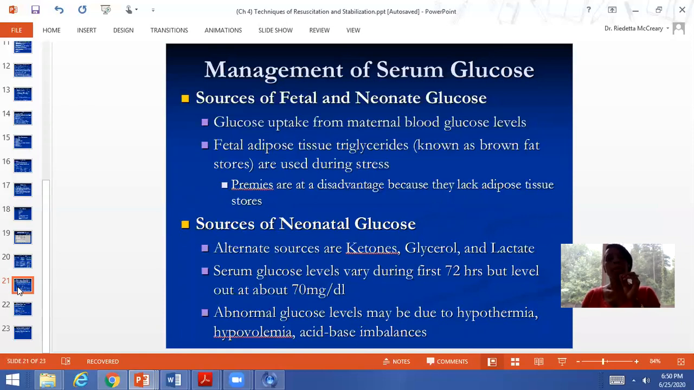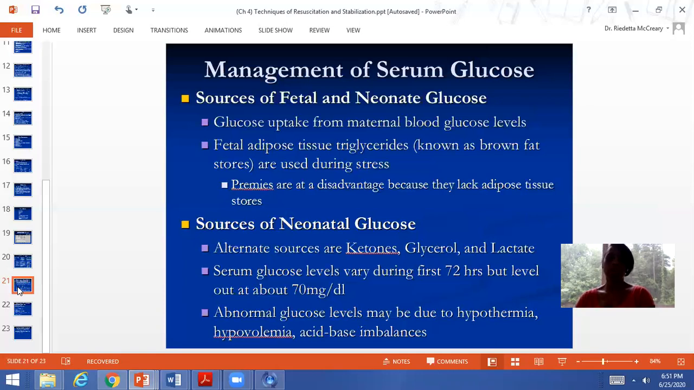But as the baby develops, they start to store their sugars as brown fat. So fetal adipose tissue triglycerides, which we call brown fat stores, are used during stress. So preemies are at a disadvantage because they don't have the adipose tissue stores like term babies do.